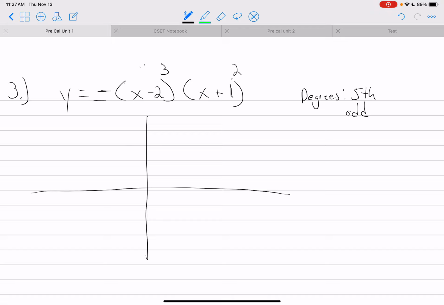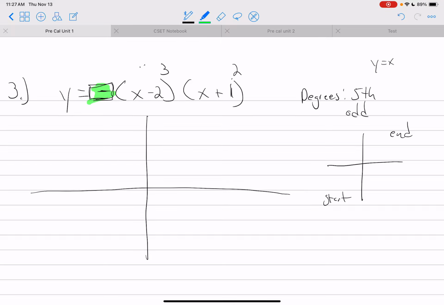I'm going to look at the a value. I see that it's negative. So odds are supposed to start at the bottom and end at the top, right? Just like y equals x. A line starts at the bottom, ends at the top, and that's x to the first. That's why it's odd.